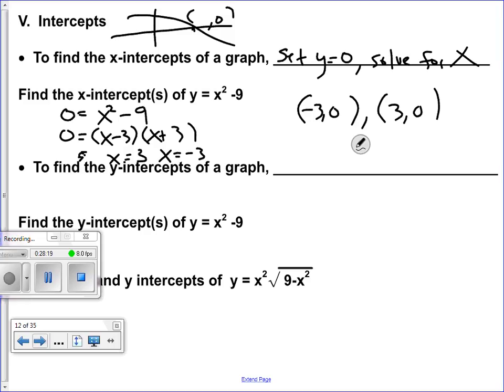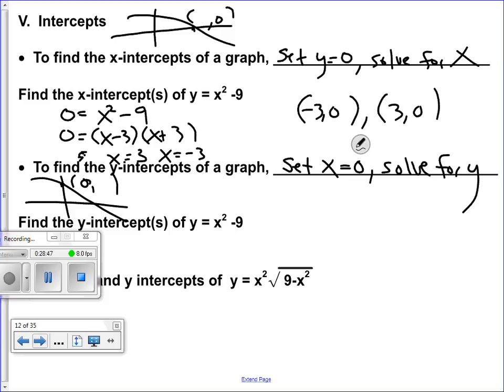Now, if you want to get the y-intercept, you're trying to figure out where this is going to cross the middle axis. What's the one thing you know about that point? That the x-coordinate's 0. So to find the y-intercept, what do you do? Set x equal to 0 and solve for y. Good idea. So using that same parabola, get the y-intercept.